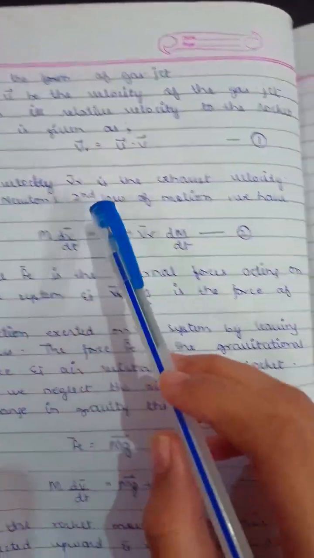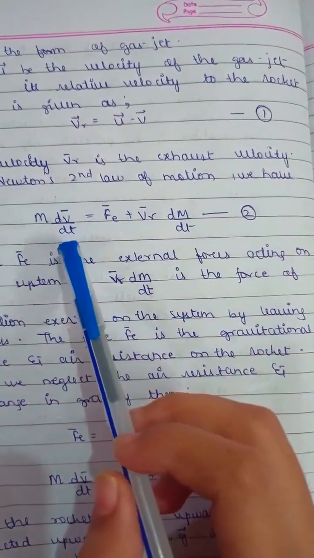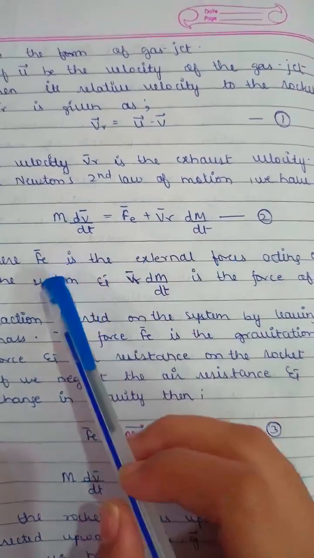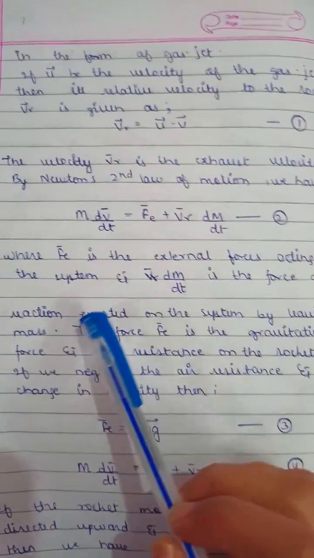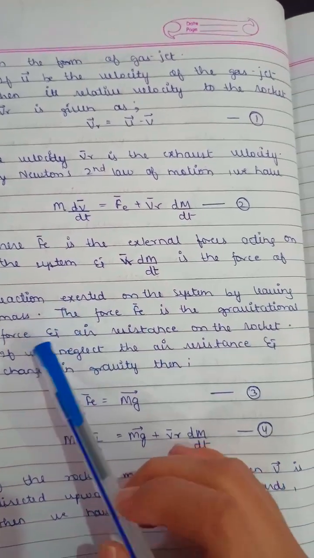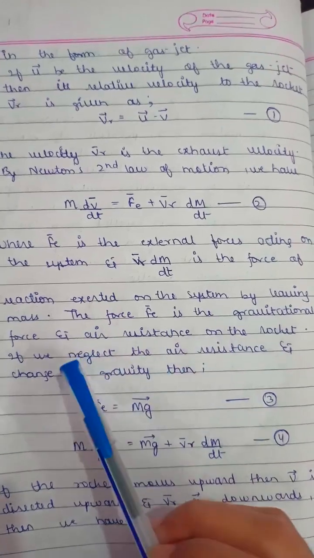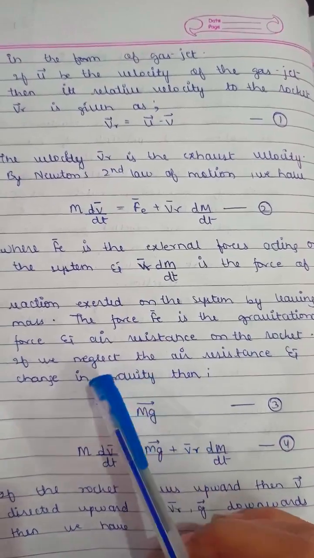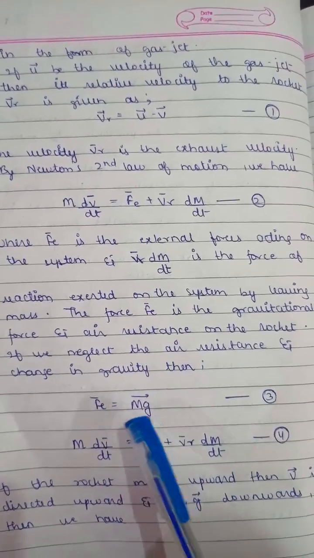Now by Newton's second law of motion we have the equation m dv/dt = Fe + Vr dm/dt, where Fe is the external forces acting on the system and Vr dm/dt is the force of reaction exerted on the system by the leaving mass. The force Fe is the gravitational force and air resistance on the rocket. If we neglect the air resistance and change in gravity, then we can write Fe = mg.